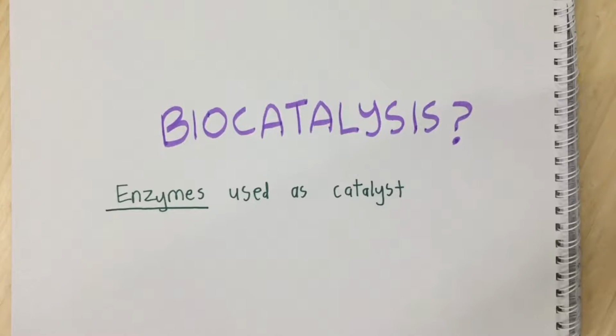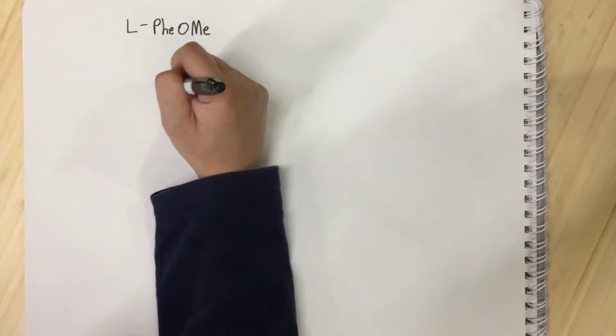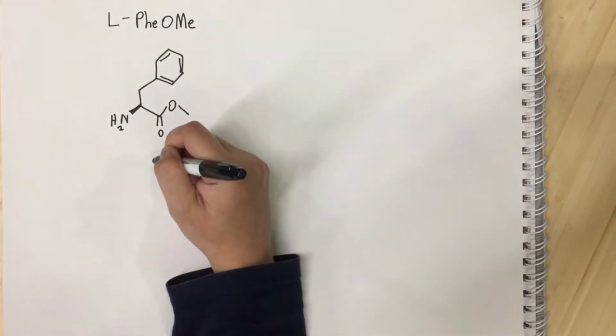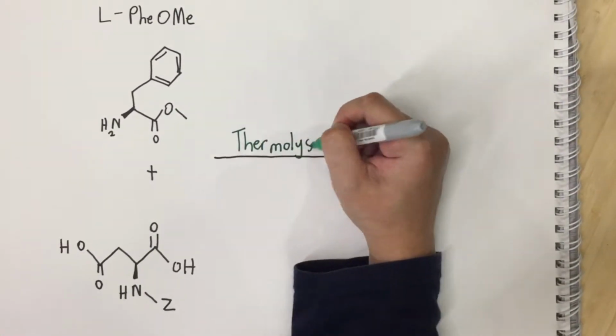The industrial production of aspartame involves incorporating biocatalysis into one of its steps. In this reaction, aspartame is produced by a protease-catalyzed condensation reaction. Why use a protease as a catalyst?